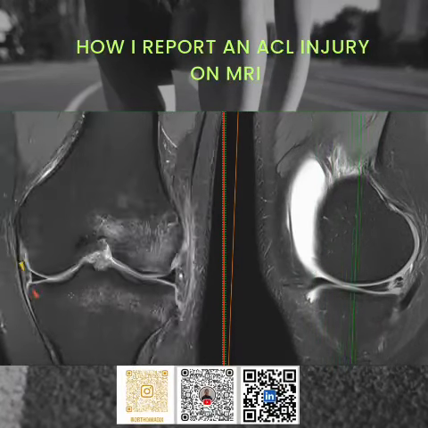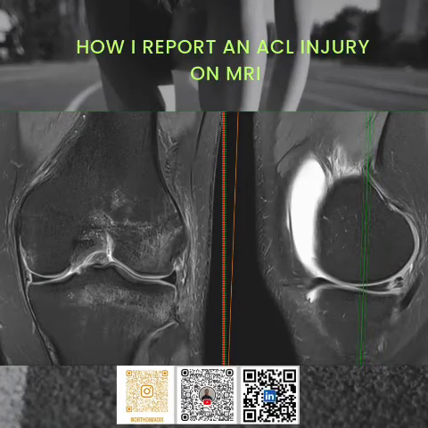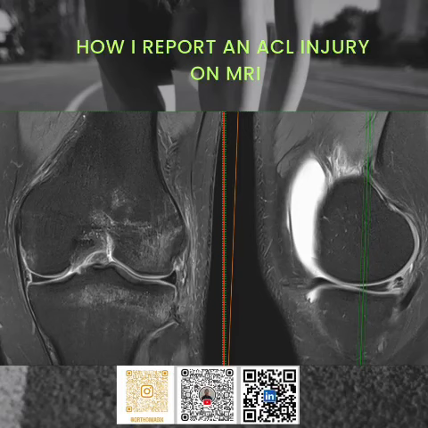So this area is a hidden portion which has to be seen very carefully on arthroscopy. So it's very important on our part to mention this in our report.